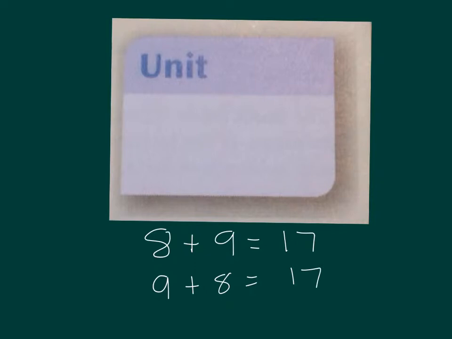So how did you do? You should have done something like this. 8 plus 9 equals 17, and also 9 plus 8 equals 17. 17 minus 9 equals 8, and 17 minus 8 equals 9.